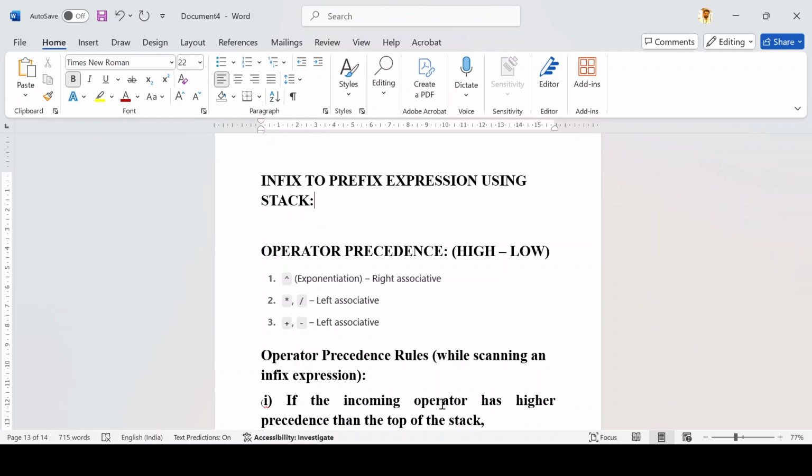And why do we require a stack? Because every time we convert infix to prefix, we will use a stack for the conversion.